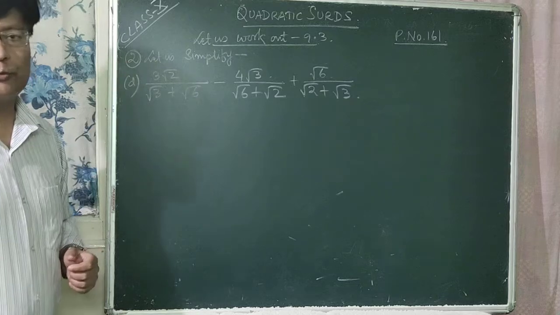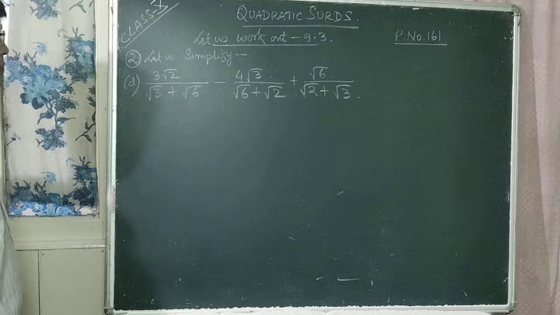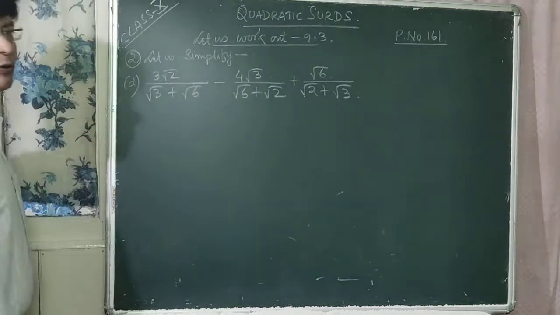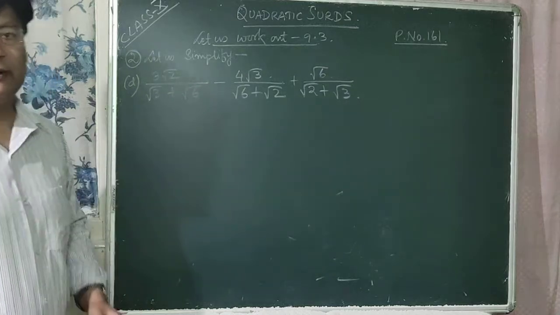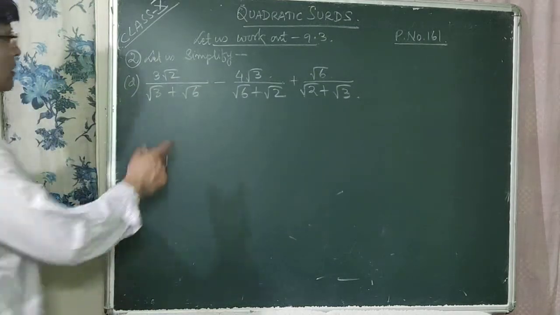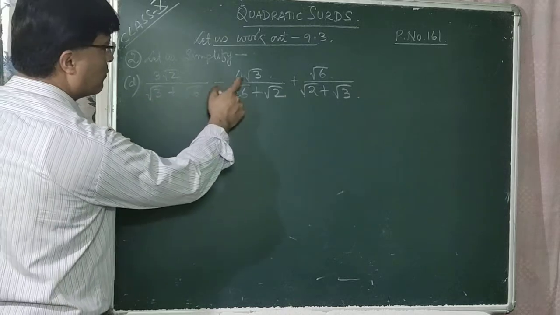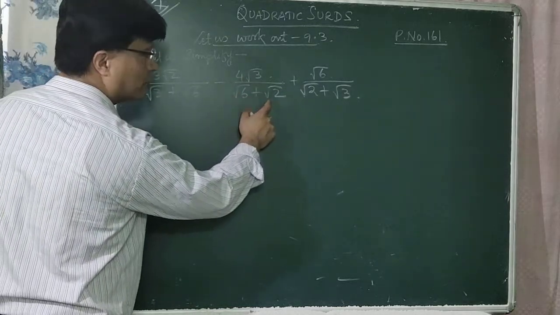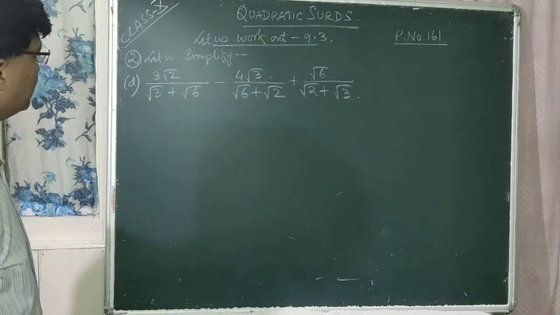So now let's do question number 2, part D. Let us simplify it. You have to find out the simplified value of this given expression. The expression is 3 root 2 divided by root 3 plus root 6, minus 4 root 3 divided by root 6 plus root 2, plus root 6 divided by root 2 plus root 3.